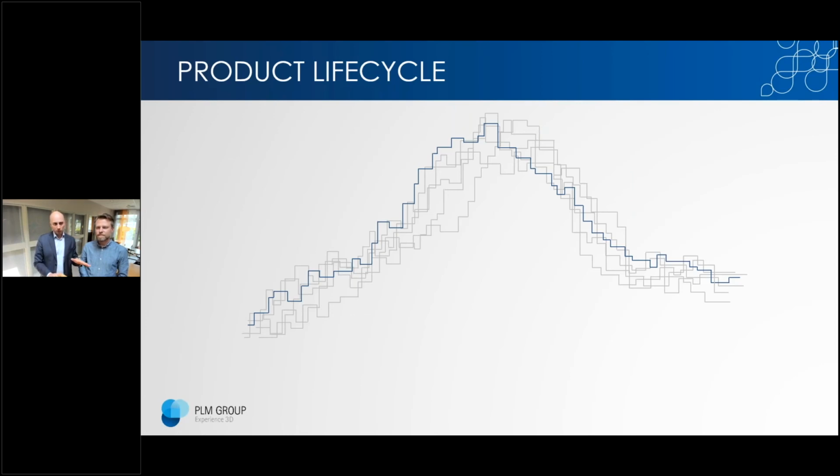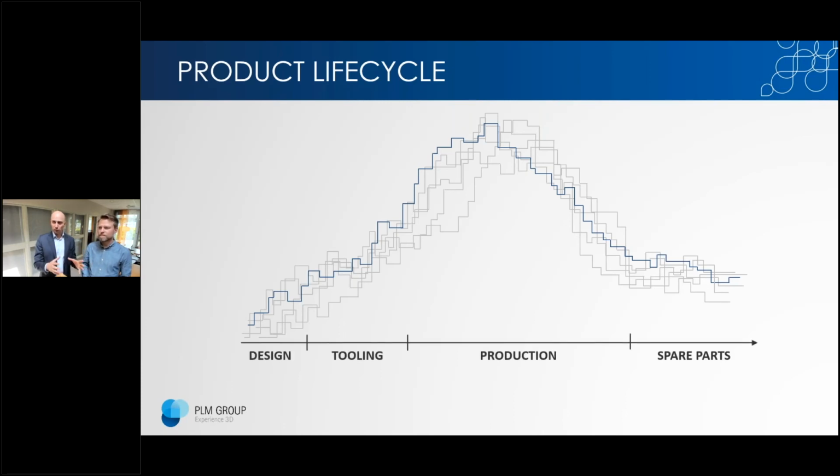So what you see here is a common product life cycle. In the beginning of a product's life cycle, you have this design phase, usually in quite low volumes. Then that is followed by usually a tooling phase where production is ramped up a little bit and volumes are a bit higher. Then there is quite a long production phase, and the product is launched and on the market. Following that is a spare parts period where volumes are usually lower. And this is a normal curve that products usually follow.